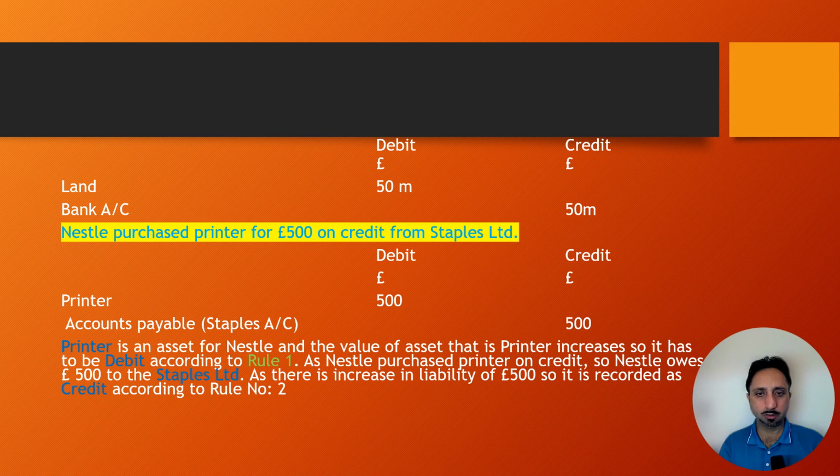So here two rules are being applied. Rule number one, because there is increase in the value of asset, so rule number one is applied, and rule number two is applied because here there is increase in the value of assets, and when there is increase in the value of asset, according to rule number two, it has to be credited.